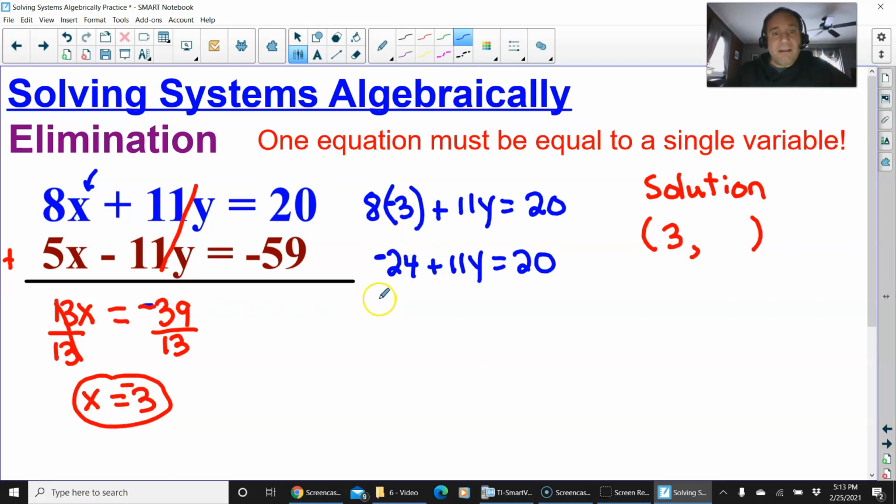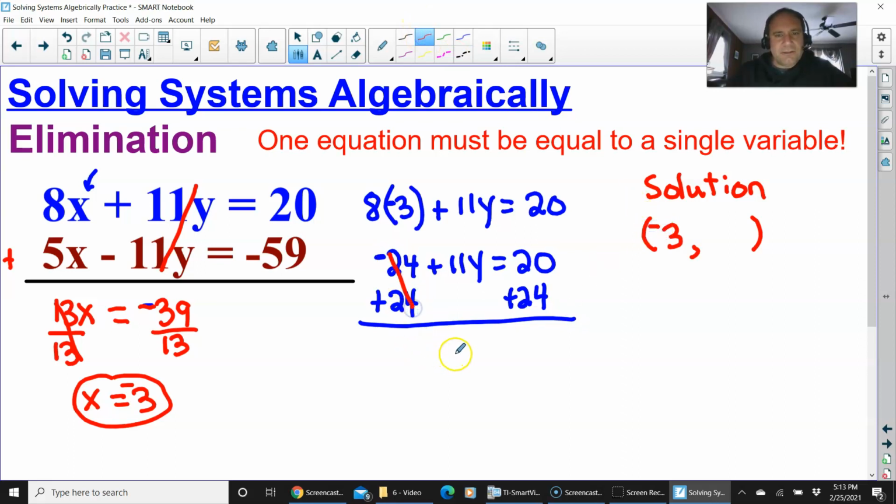All right, so now you would just go ahead and add 24 to both sides. And just remember, this solution was negative 3, not positive. This cancels. And then you have 11y equals 44. And you divide by 11 on both sides, and you have y equals 4.